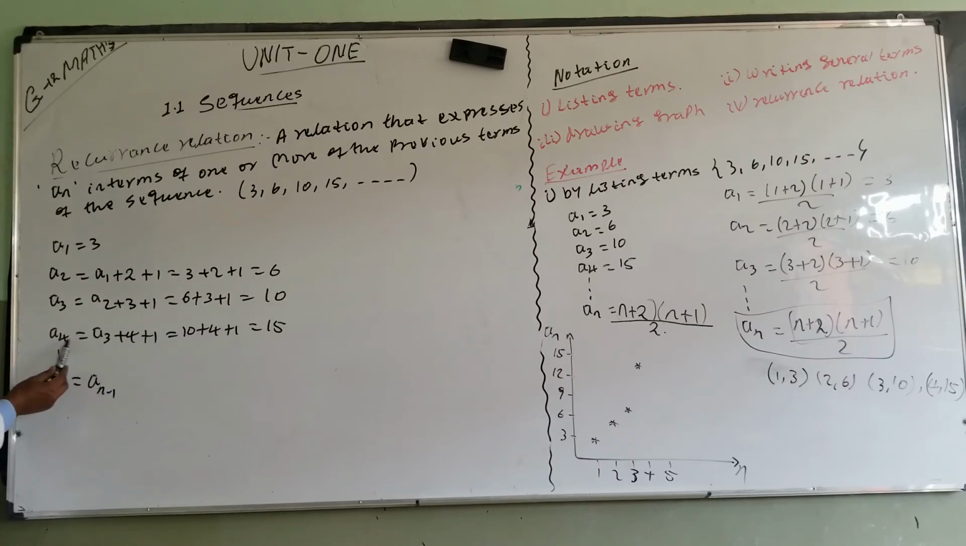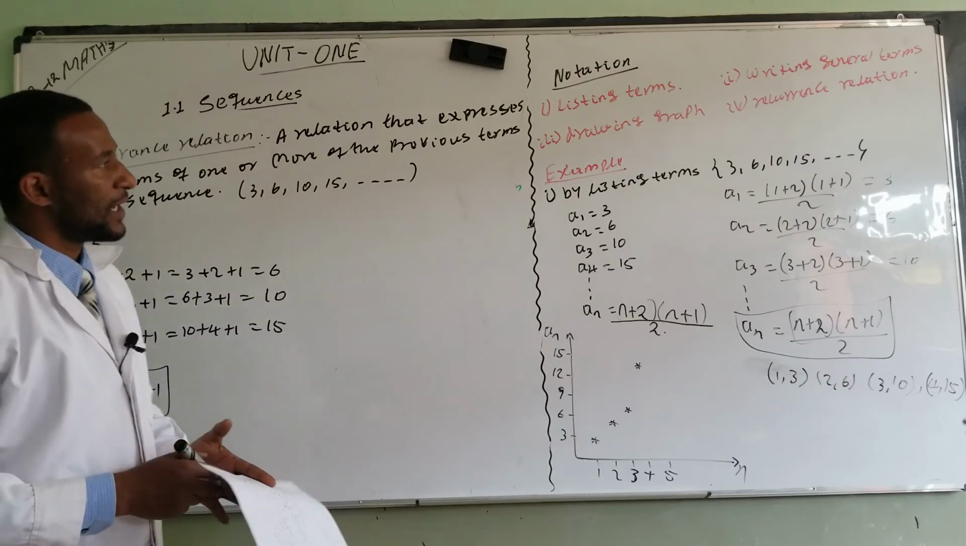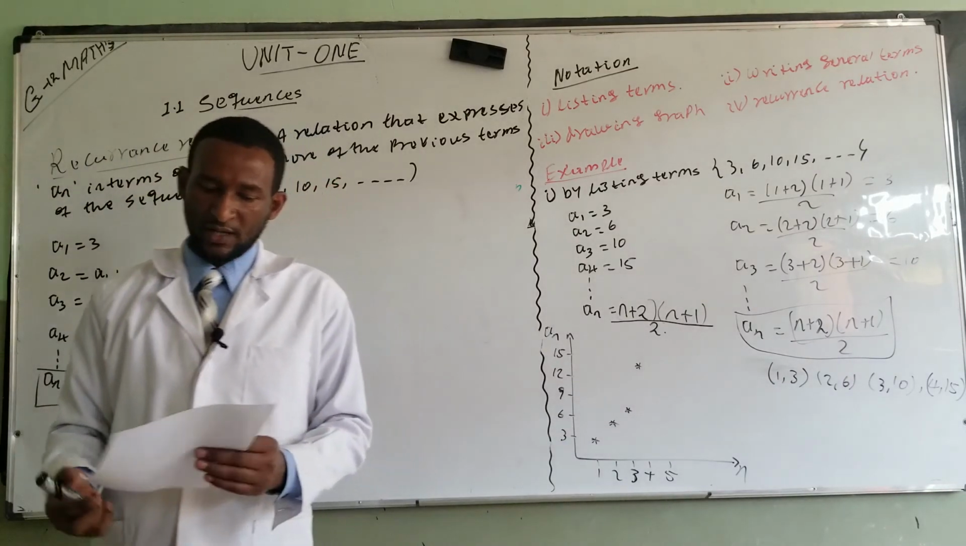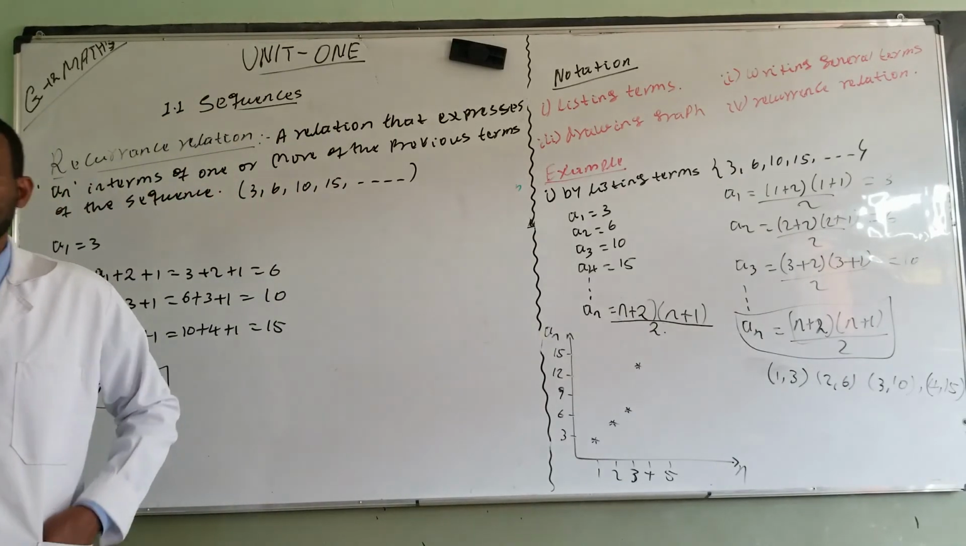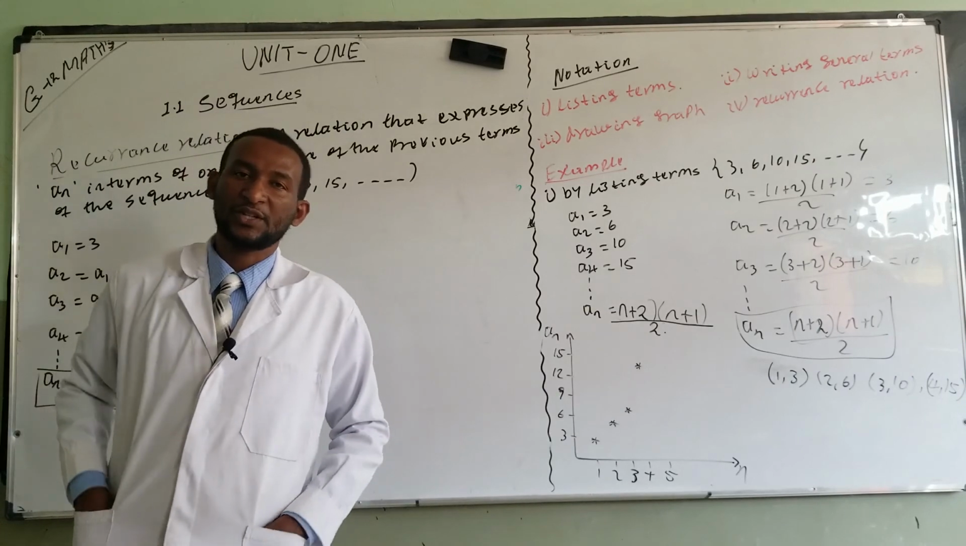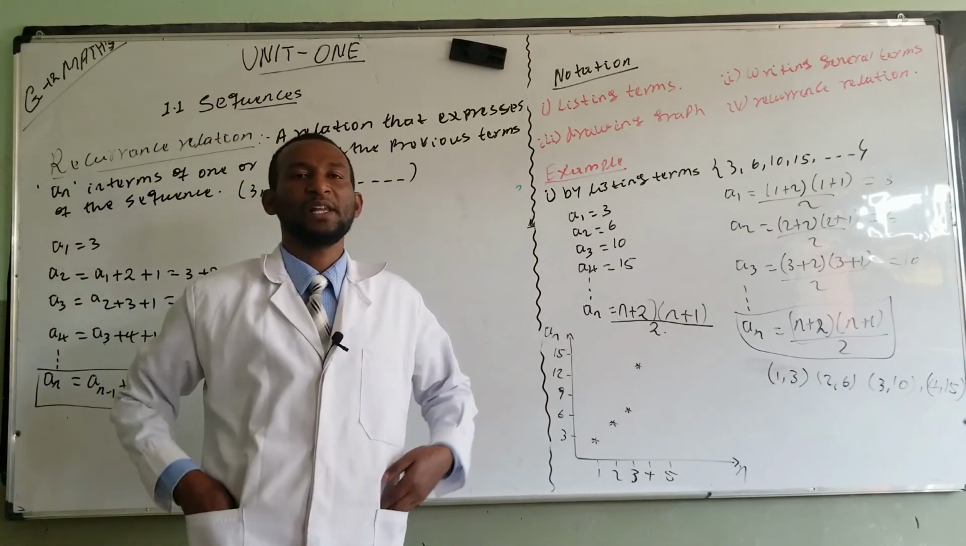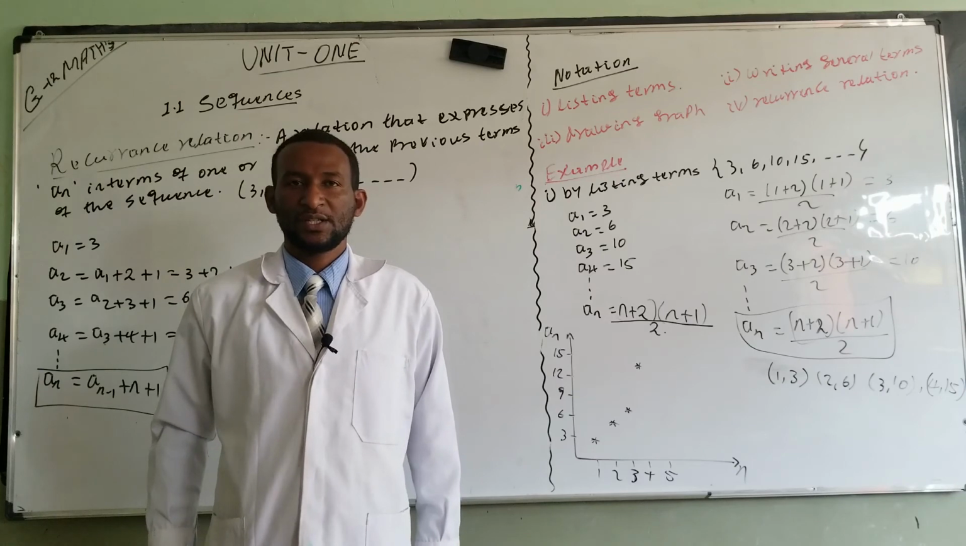When we find a4, we start from a3, a2. When we find a2, a1. Then a n is equal to a n minus 1 plus n plus 1. This is the recurrence relation formula for this sequence. Then the best example of a recurrence relation is the Fibonacci sequence. The common or the best example is the Fibonacci sequence.